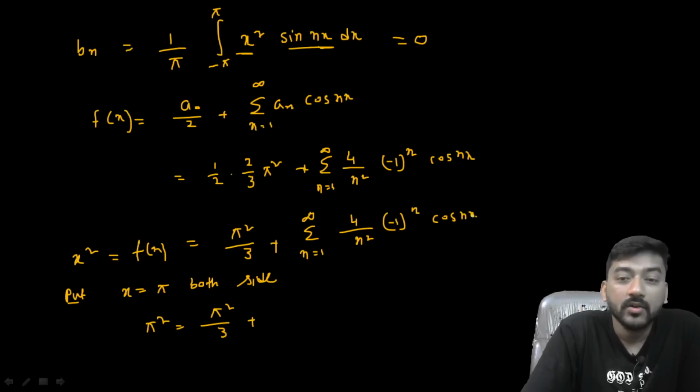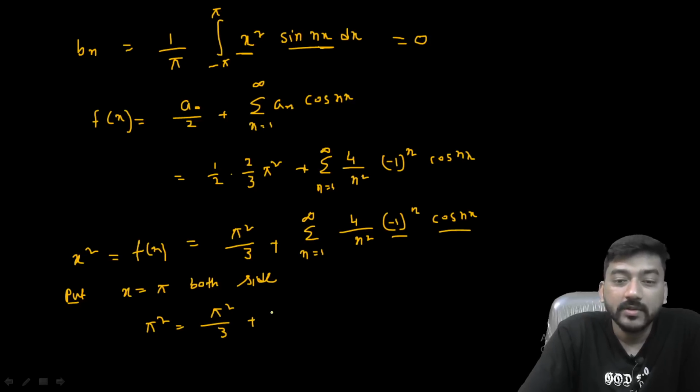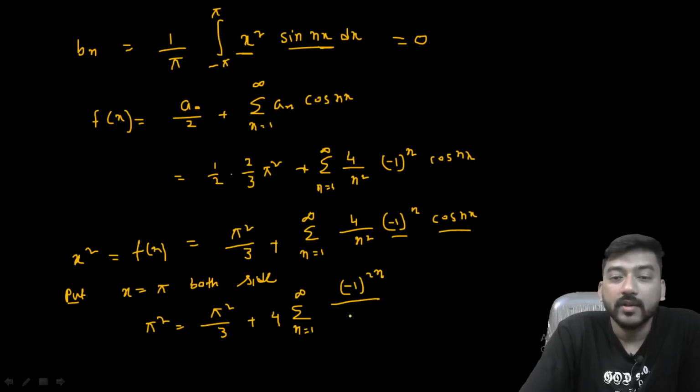Cos n pi is again minus 1 whole to the power n. So minus 1 whole to the power n times minus 1 whole to the power n gives minus 1 whole to the power 2n. So it will be just 4 and summation n equal to 1 to infinity, minus 1 whole to the power 2n divided by n square.